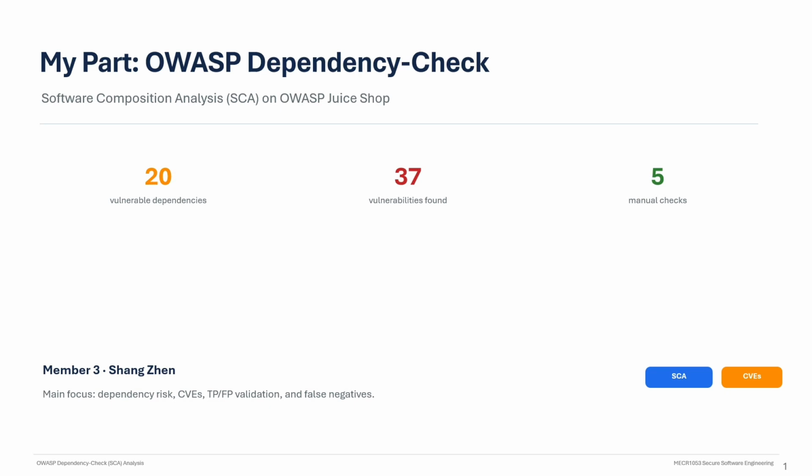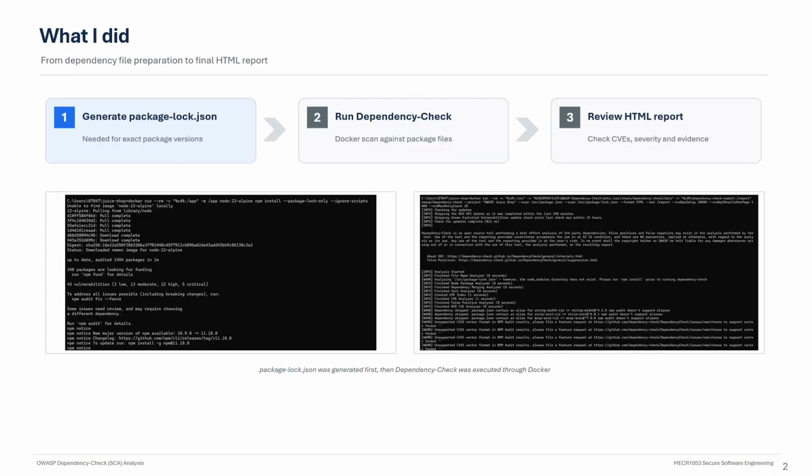Hello everyone, I am Shang Zhen. My part is OWASP Dependency-Check. It is an SCA tool used to check vulnerable third-party packages in OWASP Juice Shop. First, I prepared the Juice Shop dependency files. Then I generated the package.json file because the first scan result was not useful. After that, I ran Dependency-Check with Docker and exported the HTML report.